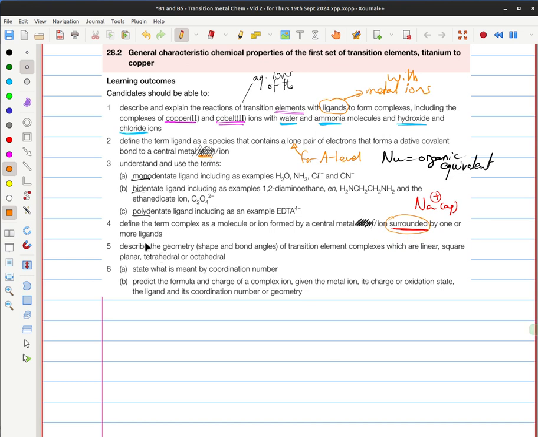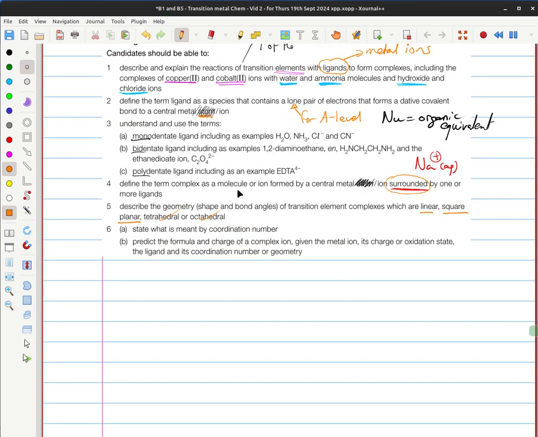Anyway, so then we need to describe the geometry, the shape and bond angles of the transition element complexes. That's a bit better. To include linear shapes, square planar. We've not looked at any square planar shapes yet. Tetrahedral, yeah, we've seen them before, and octahedral, we've seen them before as well.